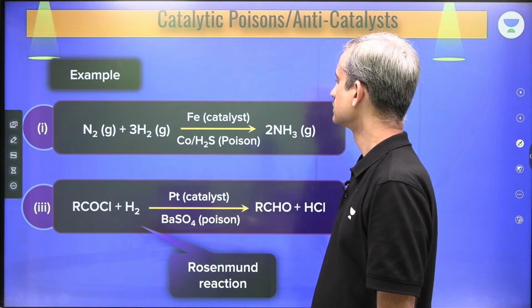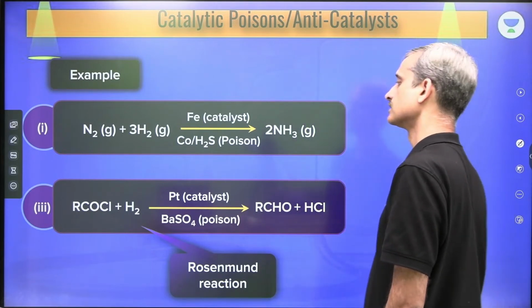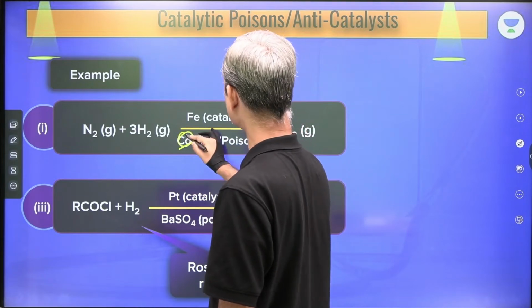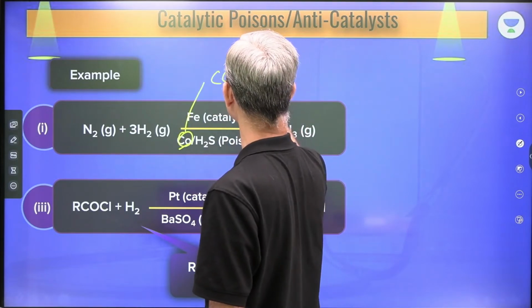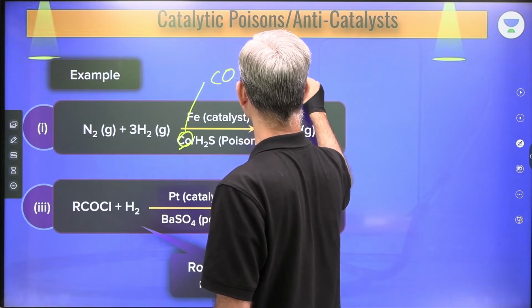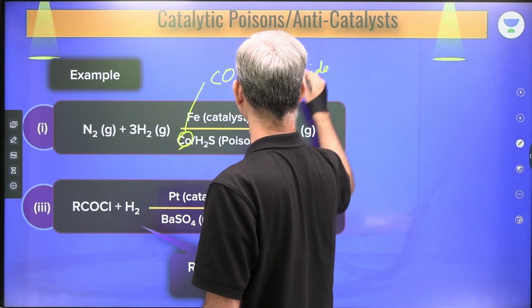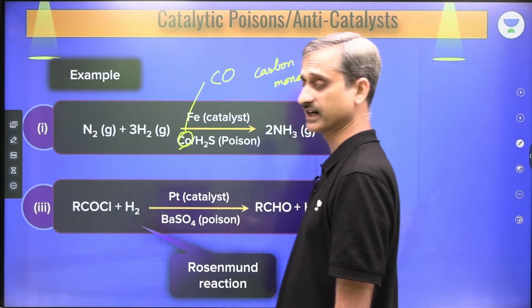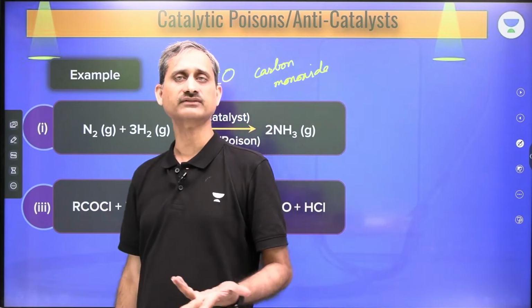Here, CO, carbon monoxide, acts as a poison. Now, hydrogen sulfide acts as a poison because it forms a layer of iron sulfide on the surface, which prevents any further reaction.